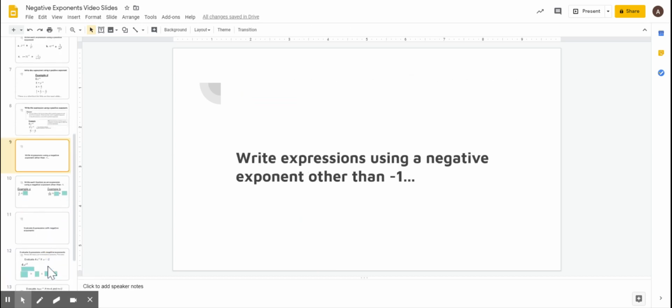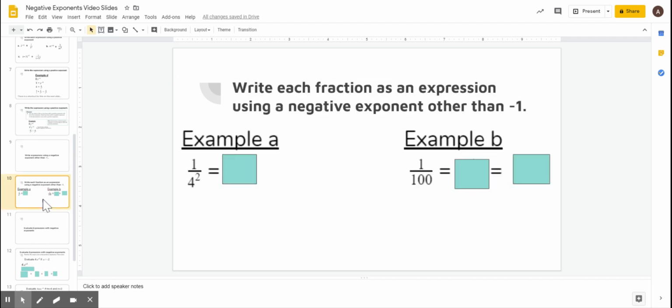All right, and in the next few examples, we're going to write expressions using a negative exponent other than -1. So in example A, we have 1 over 4 squared. So now we're going to send this up. Instead of a positive exponent, now we're going to have a negative exponent. That's how you get rid of the fraction. Over here we have 1 over 100, which would really be 100 to the negative first power, but our instructions say an exponent other than -1. So you could actually write this as 1 over 10 squared, and that would actually just be 10 to the negative second power.